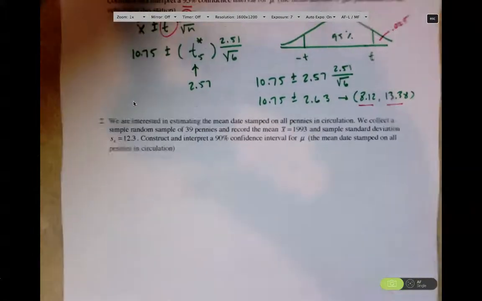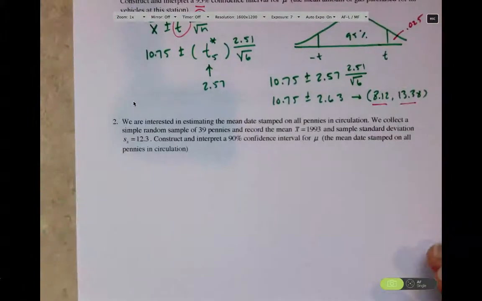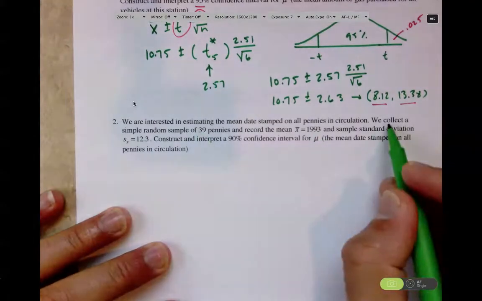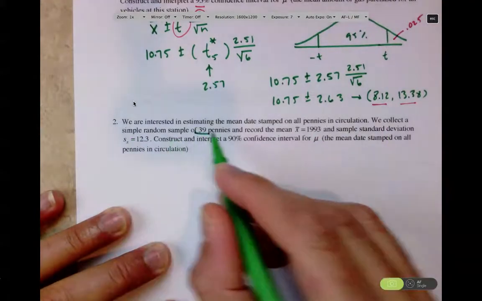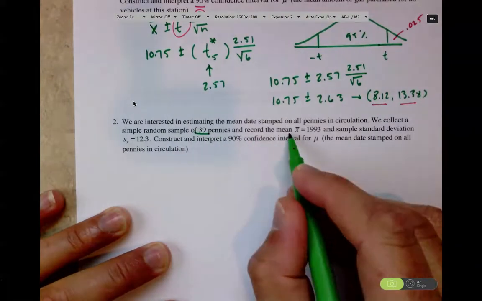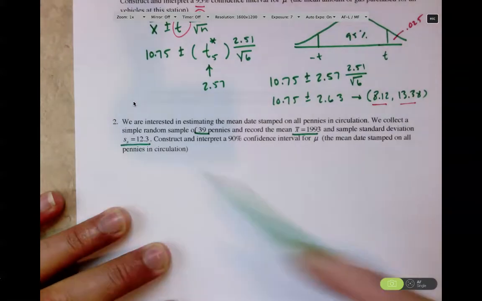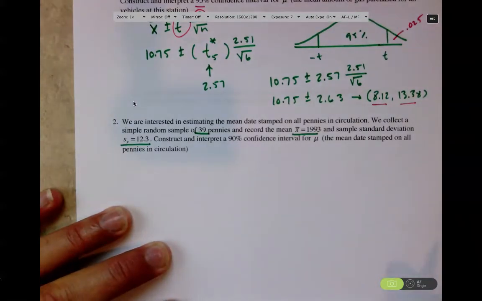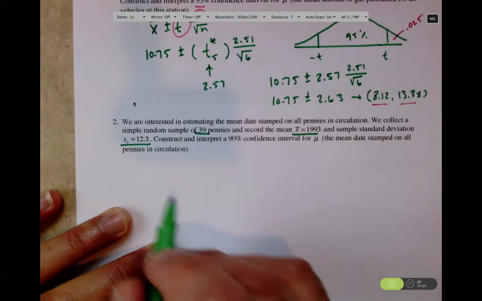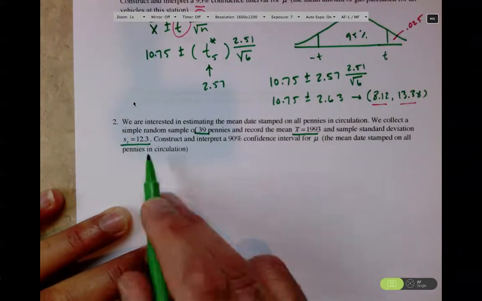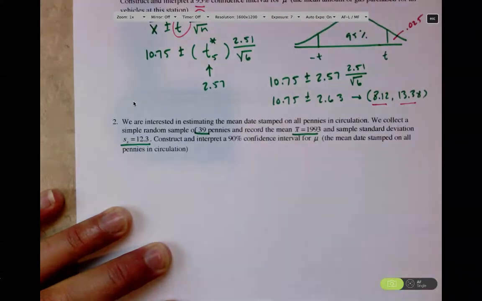Suppose that we're interested in estimating the mean date that is stamped on all pennies in circulation. We did a problem kind of like this in class. Suppose that we collect a simple random sample of 39 pennies and record the mean. The sample mean is 1993, and the standard deviation, this is the sample standard deviation, again, not the population standard deviation, and you notice that it's denoted with an s instead of a sigma. Construct and interpret a 90% confidence interval for the mean.